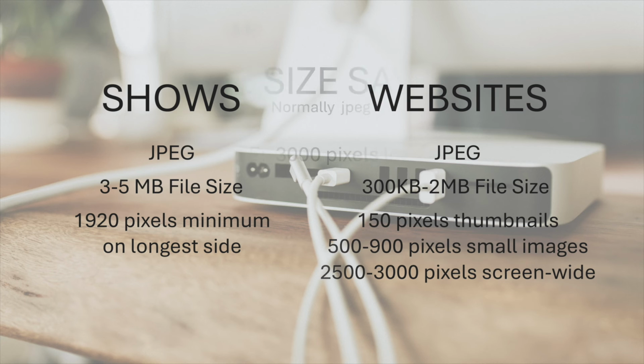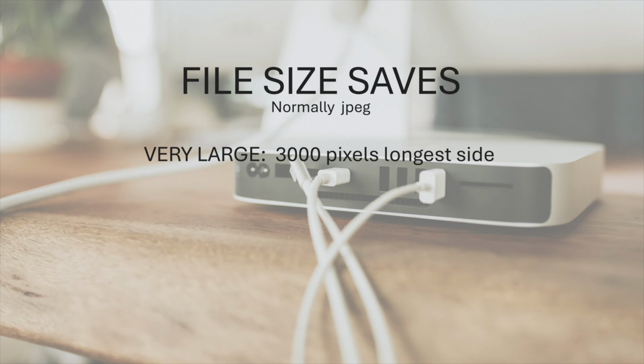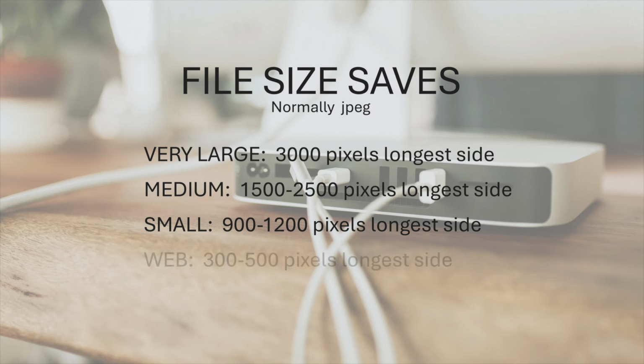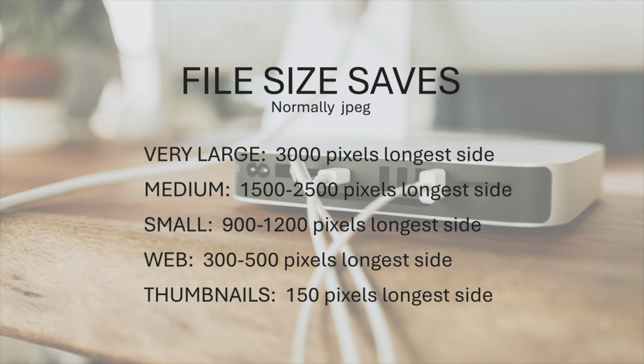So what I do is save a very large file for my records and printing, a medium file for shows and such, a small file for websites, and a very small file for thumbnails. Now, a true thumbnail is about 150 pixels, so you could save one that size as well.